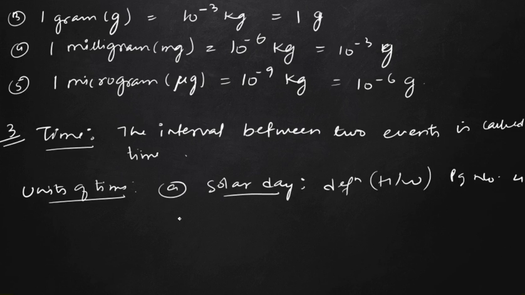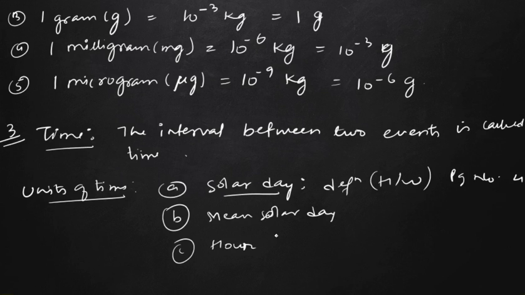So you write the definition of that also, and the next one is our hour. 1 hour is the 1/24th part of the mean solar day. So after finding the mean solar day, if we multiply it by 1/24, that will give us our 1 hour. Then we have minute. A minute is the 1/1440 part of the mean solar day. Similarly, a second is the 1/86400 part of the mean solar day.